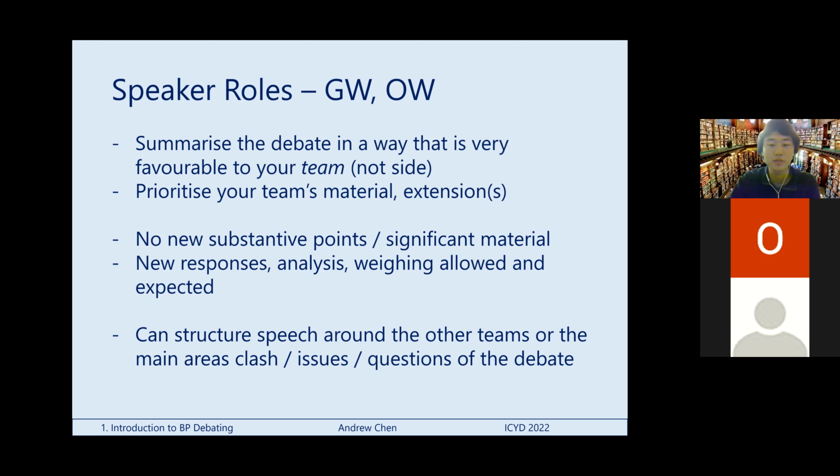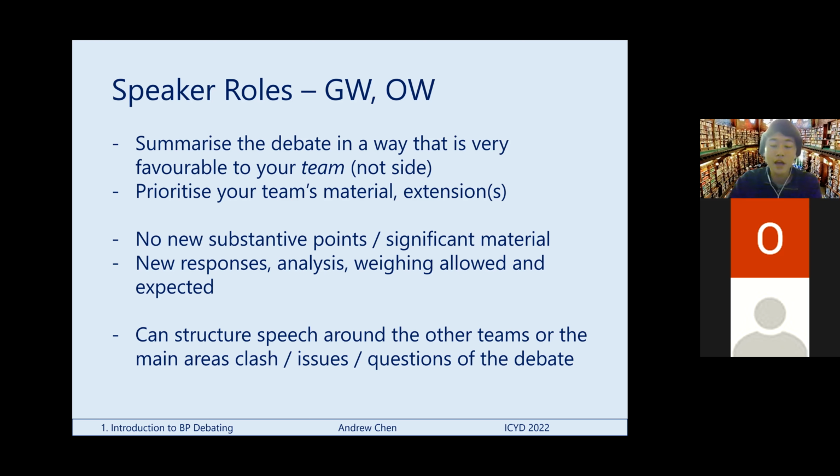As for the structure of a whip speech, there are lots of different ways you can do this. The two most common ways to structure whip speeches: you can structure it around the other teams. So you can go, closing opposition said these things, here is how we beat them. Opening opposition said these things, here's how we beat them. Opening government said these things, here's how we beat them. So that's one way to structure a whip speech, around just the other teams in the debate.